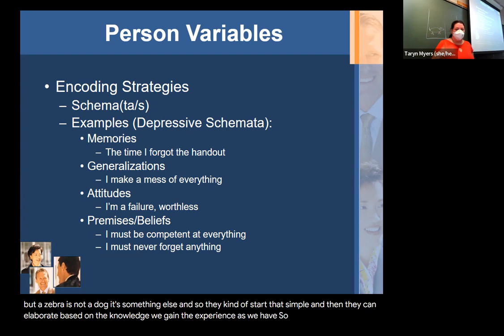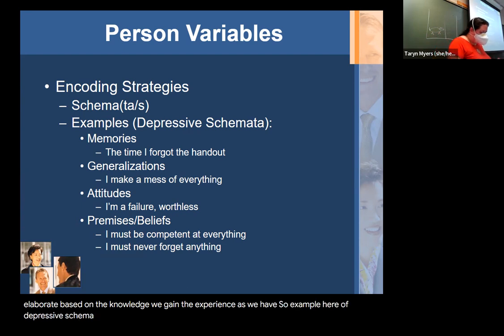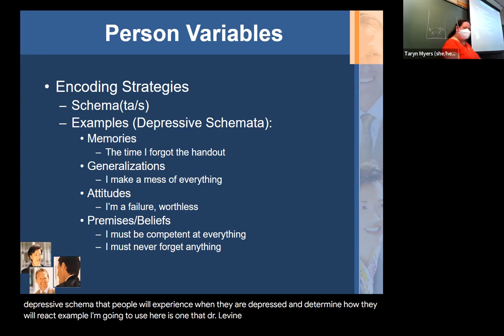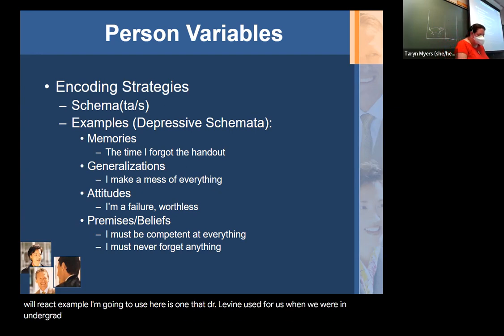So here is an example of a depressive schema that people will experience when they are depressed and that determines how they will react. The example I'm going to use is one that Dr. Levine used for us when we were in undergrad. He had forgotten to bring a handout for us this day. So that gives you some context.